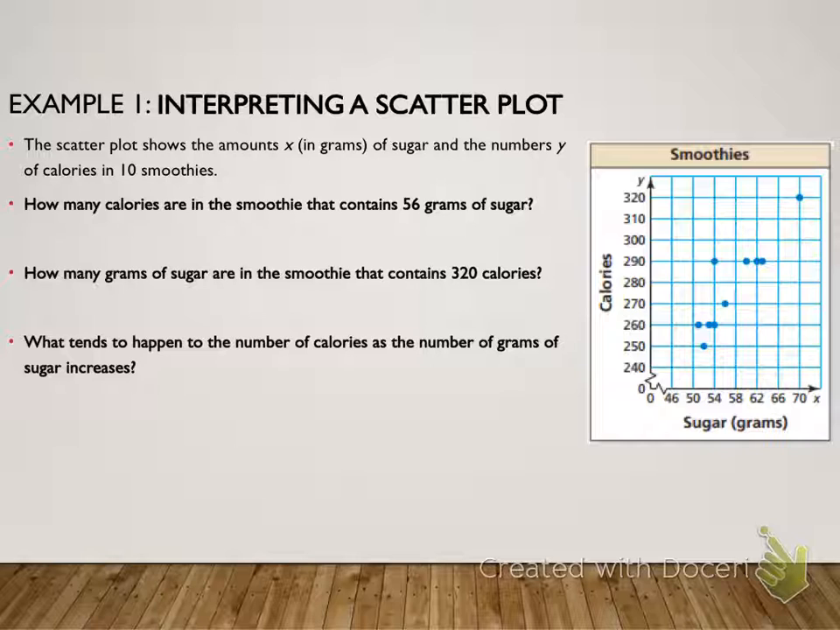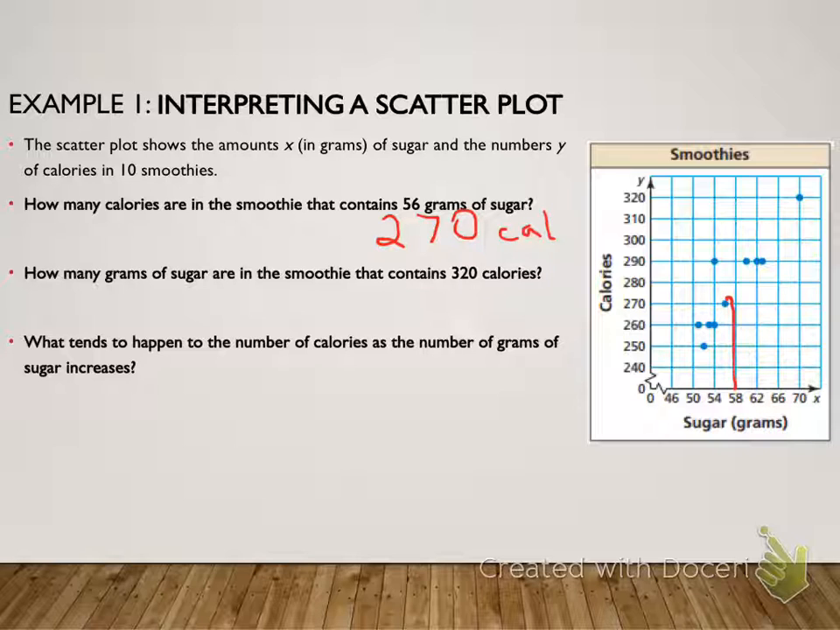So looking at example 1 here, we're going to be interpreting a scatter plot. The scatter plot shows the amount x in grams of sugar and the number y of calories in 10 smoothies. So how many calories are in the smoothie that contains 56 grams of sugar? To do that, you're just going to come over here. You're going to find 56 grams of sugar and go up, and you are going to see that it's got 270 calories.